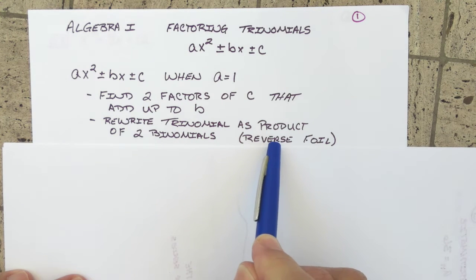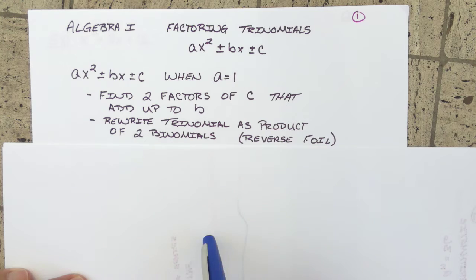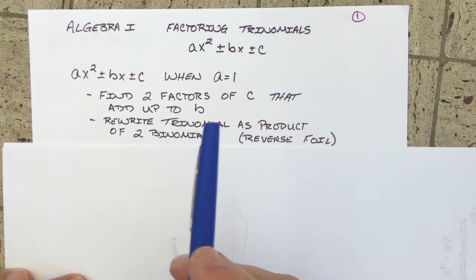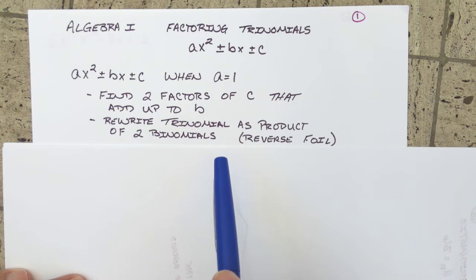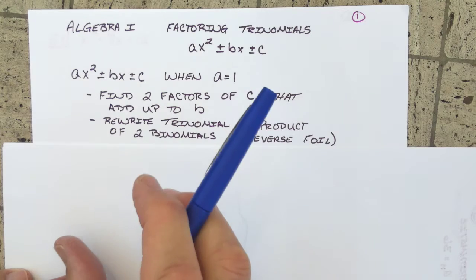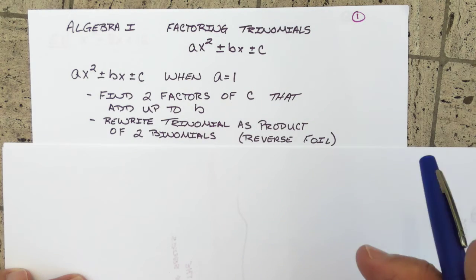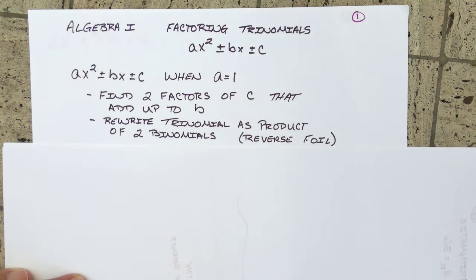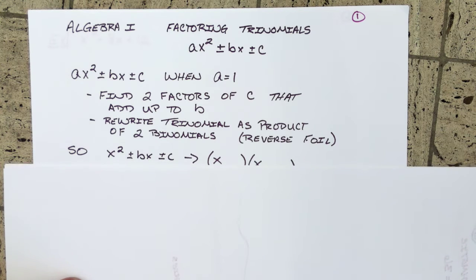So we are reversing the FOIL process. Remember, first, outer, inner, last. Two binomials times two binomials. So we're going backwards now. We'll rewrite this as a product of two things in parentheses times two other things in parentheses. So it'll look something like this.